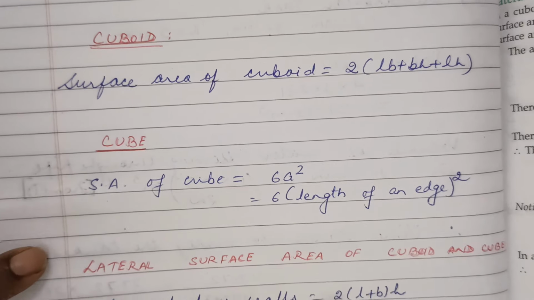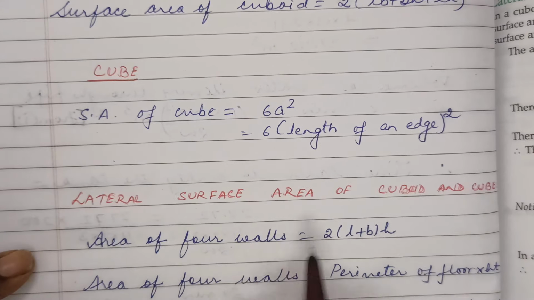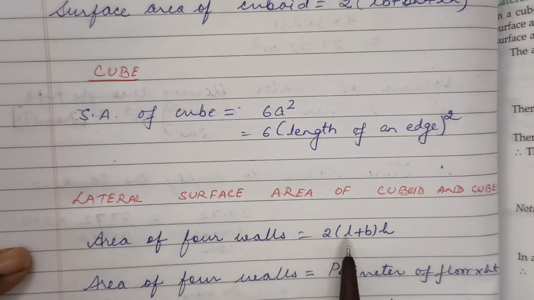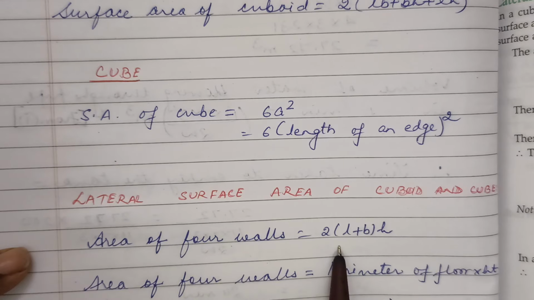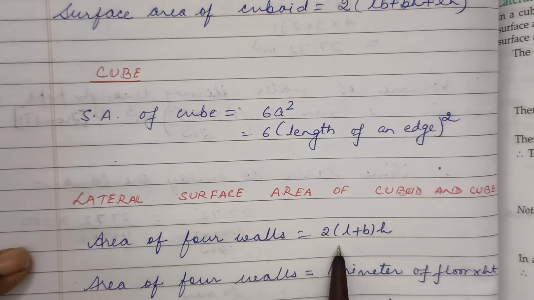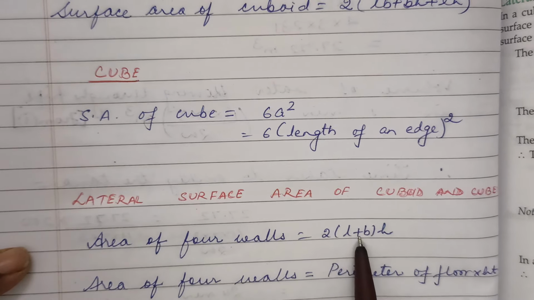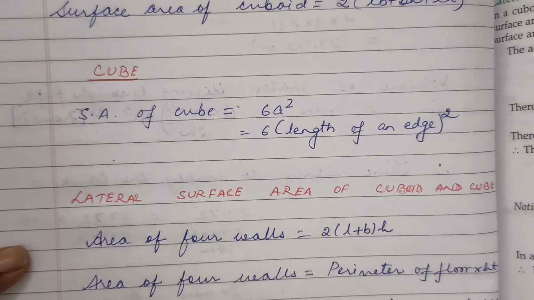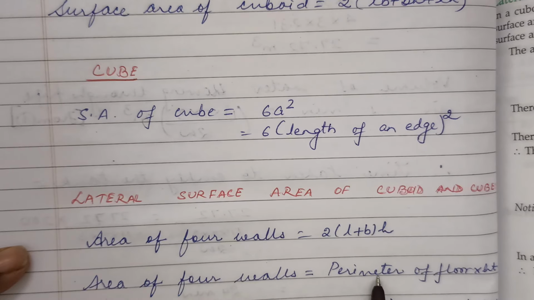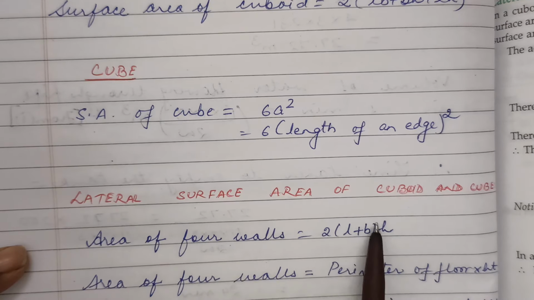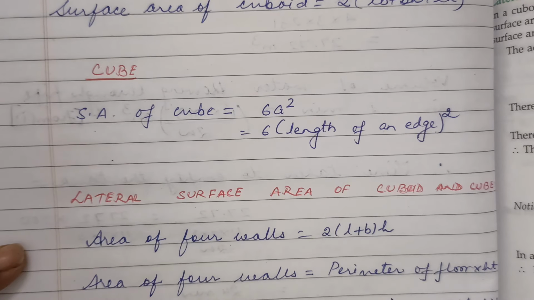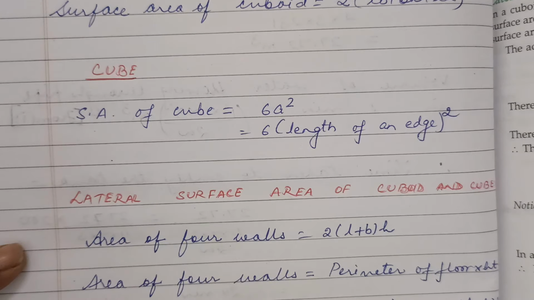Okay, then lateral surface area. Lateral surface area, also known as area of four walls, is given by the formula, this is for a cuboid, sorry, 2 into (L plus B) into H. Area of four walls is also the perimeter of floor into height. We know that 2 into (L plus B) is the perimeter of a rectangle. So lateral surface area of a cuboid is twice (L plus B) into H.